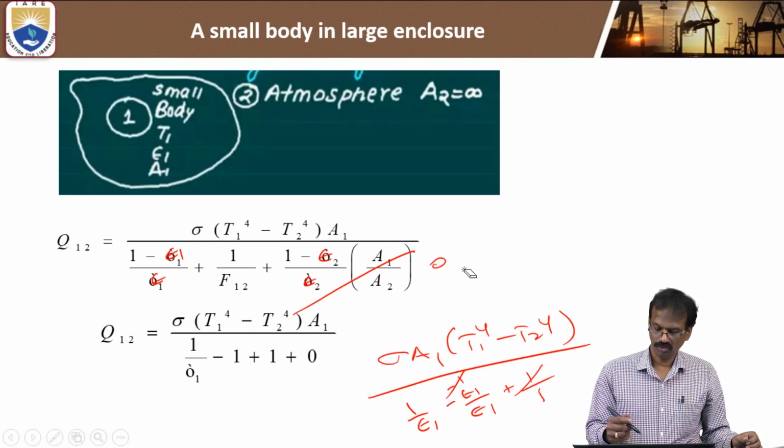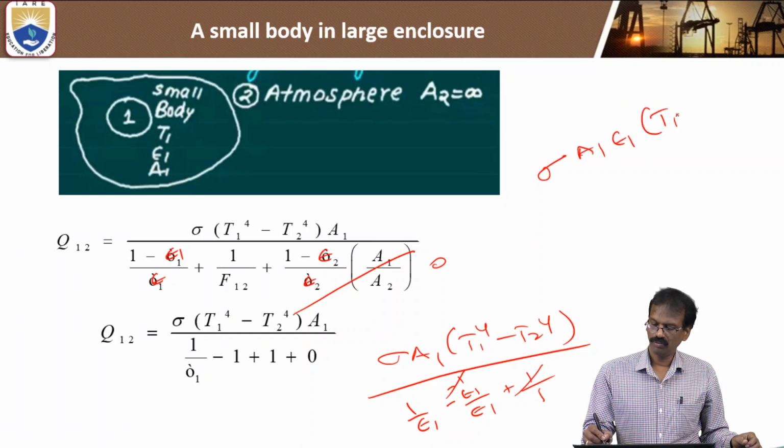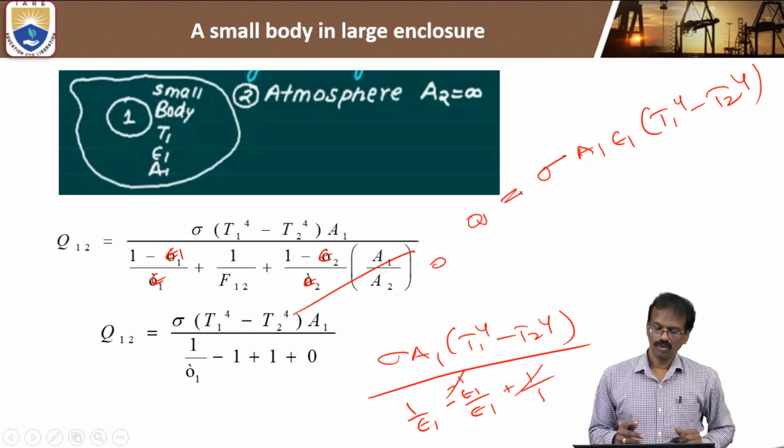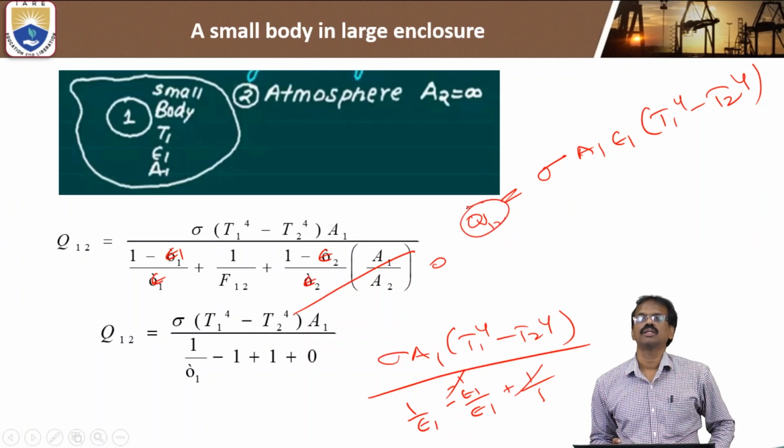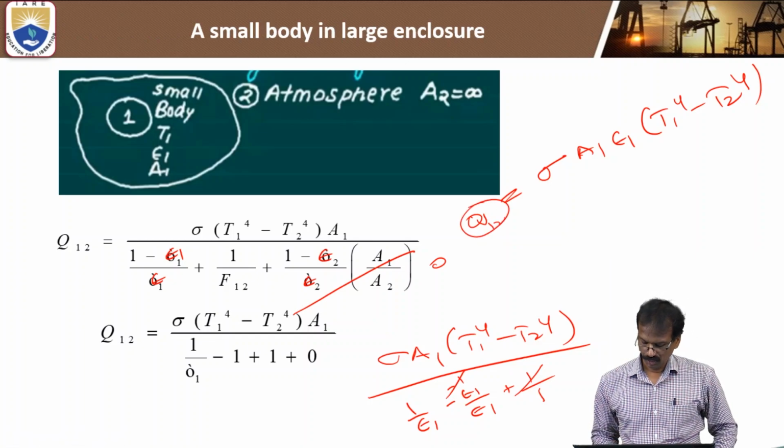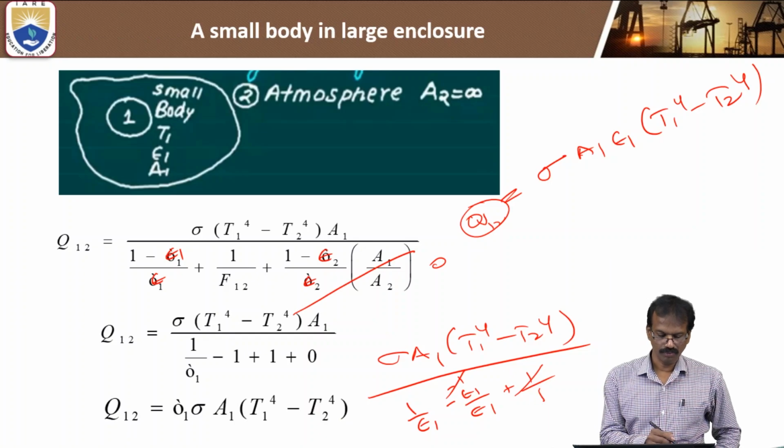Then the final formula is like this: epsilon 1 comes to the numerator, sigma A1 epsilon 1 into T1 to the power of 4 minus T to the power of 4. So this is the formula for the rate of heat transfer between a small body in a big enclosure. You have to remember this formula to solve these types of numericals. So this is the final formula.